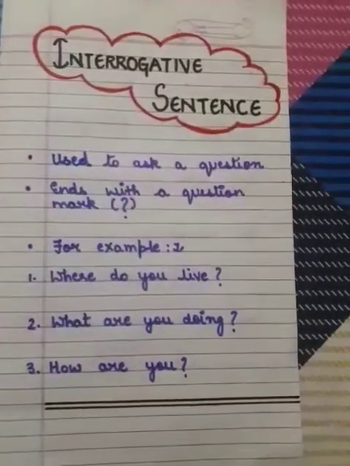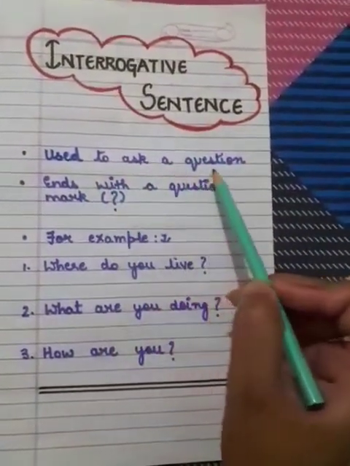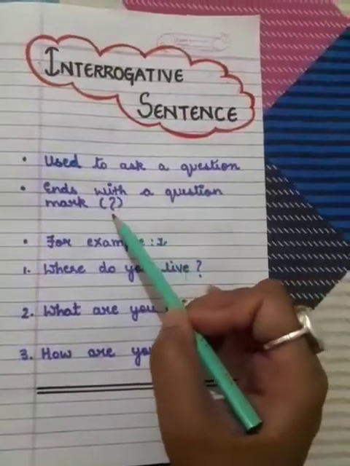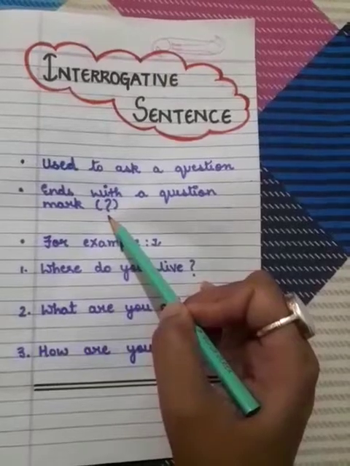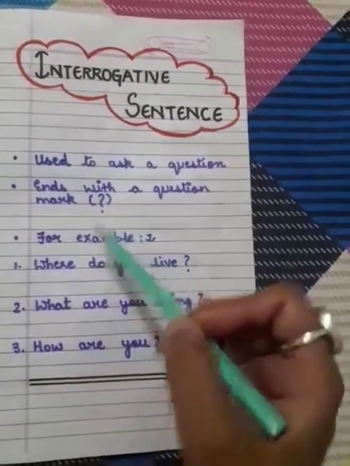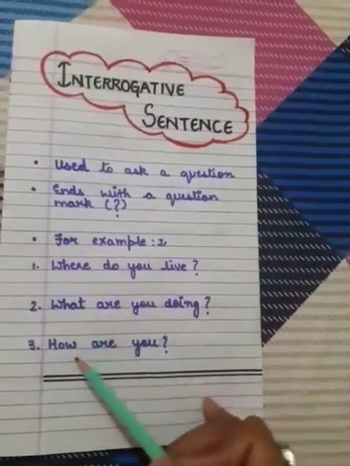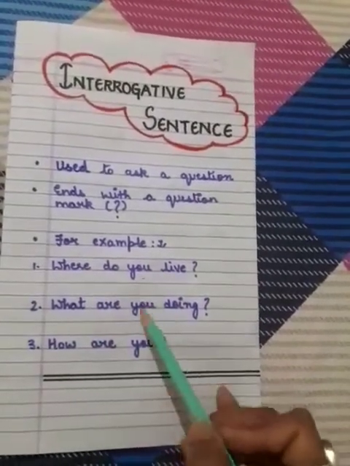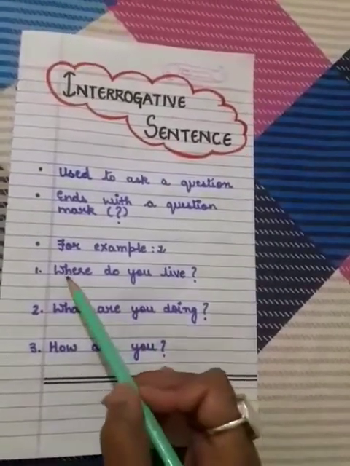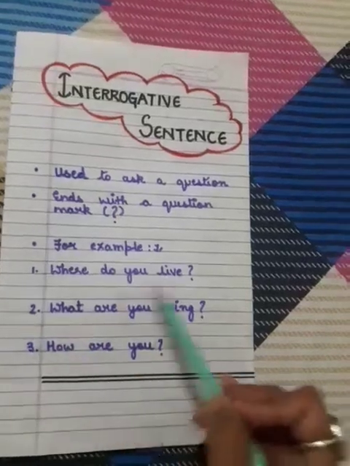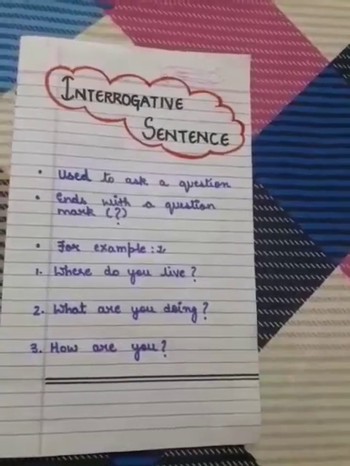The third one is interrogative sentences. These types of sentences are used to ask questions and they end with a question mark. So when we are asking a question to somebody, they are known as interrogative sentences. For example, where do you live? What are you doing? How are you? In all the three sentences, we are asking questions from somebody. These sentences are beginning with a capital letter and ending with a question mark. So, they are interrogative sentences.